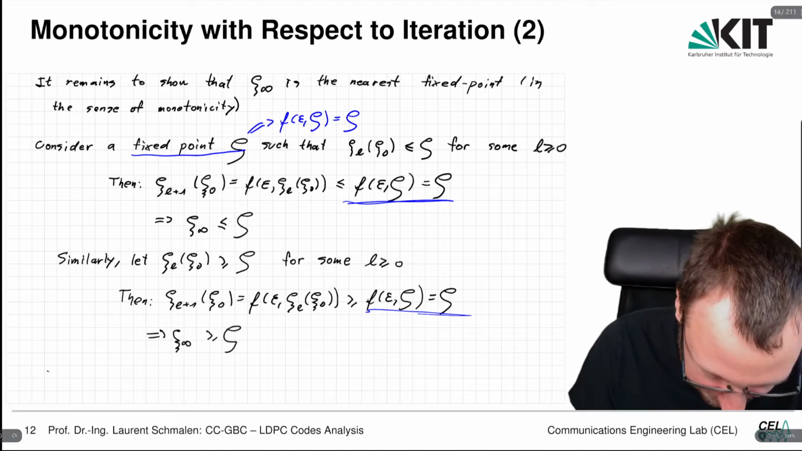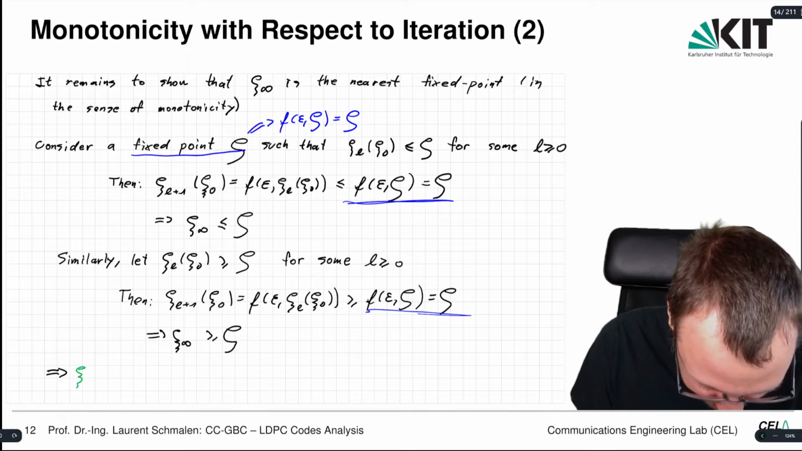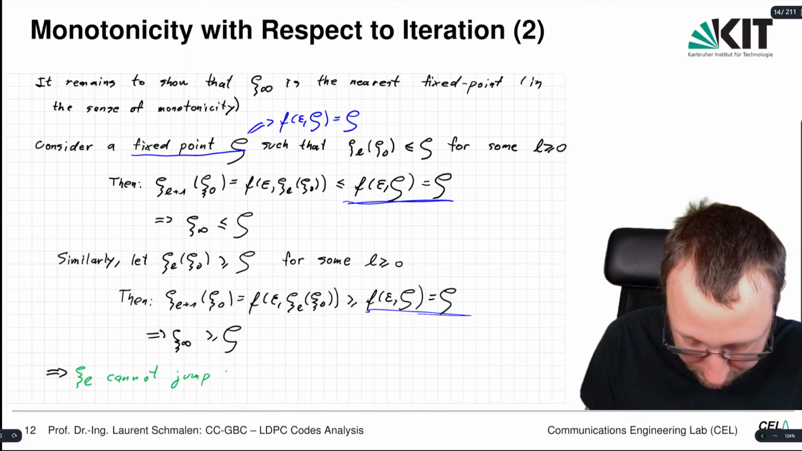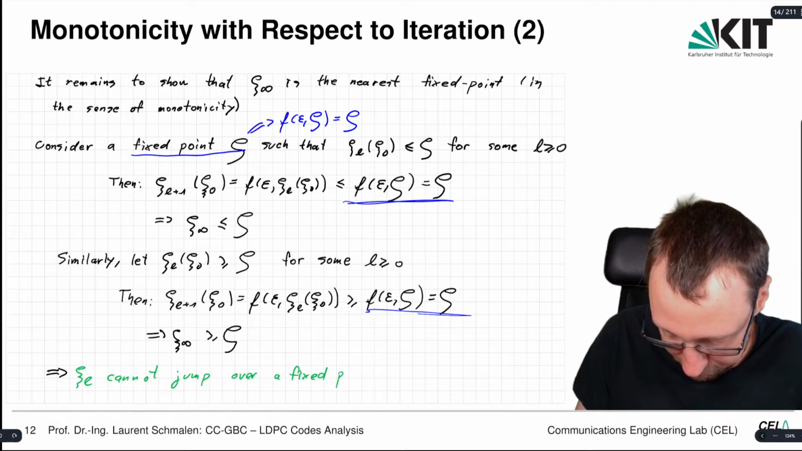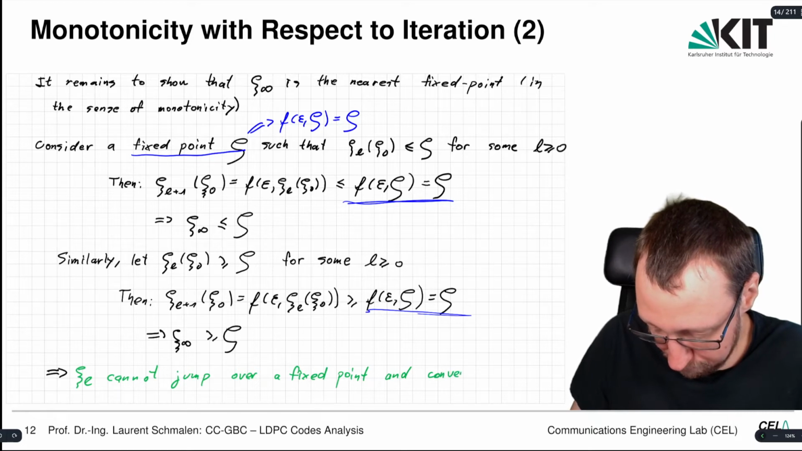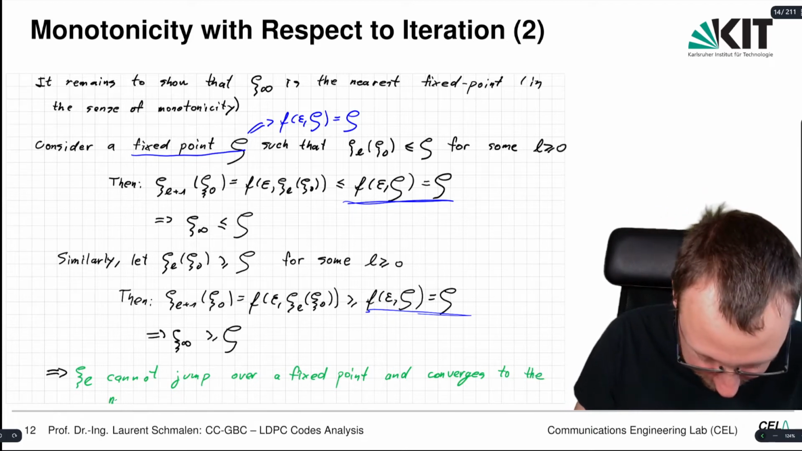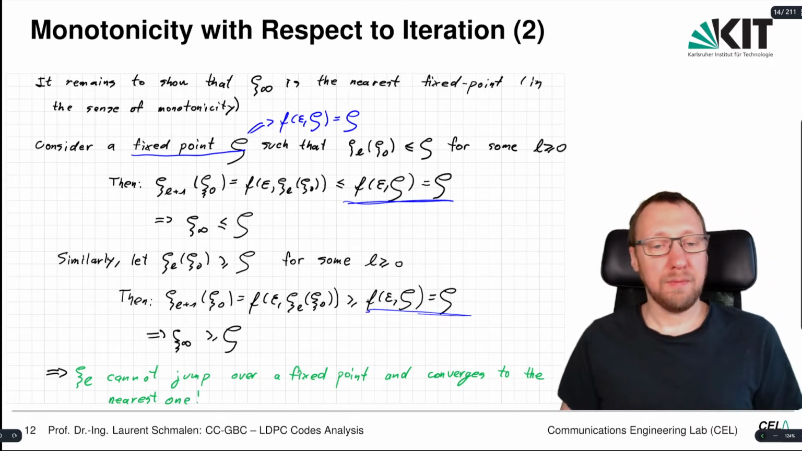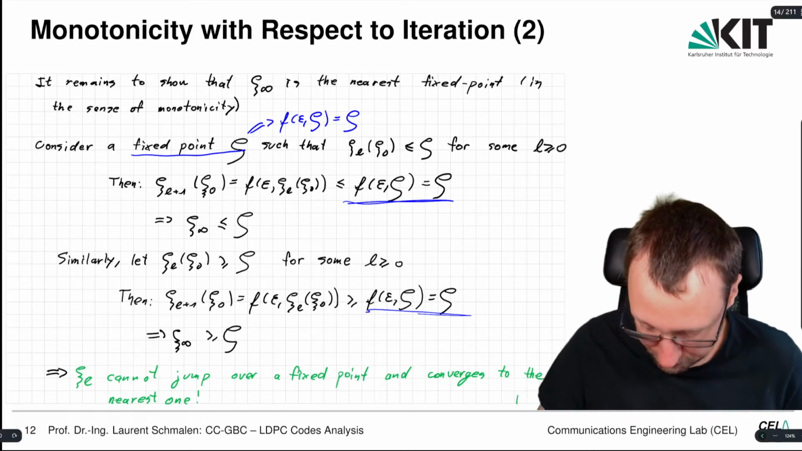So the conclusion is that C_L cannot jump over a fixed point, and it will converge to the nearest one. Okay, so we have proven the convergence here.